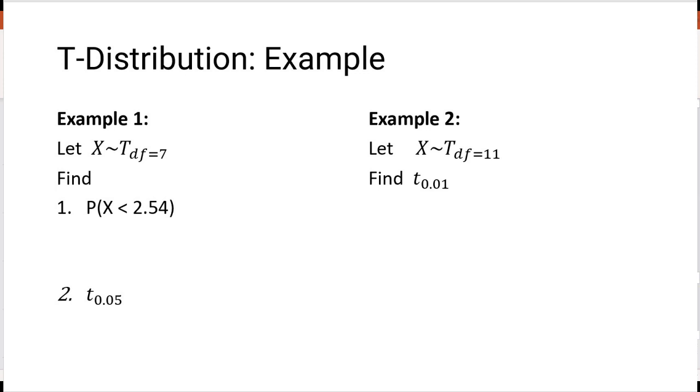And in this video, I'm going to show you how to use StatCrunch to calculate those probabilities. We're also going to find the t with the area to the right of 0.05. And we're also going to look at the distribution with degrees of freedom 11 and find t that corresponds to alpha 0.01. Let's do that.